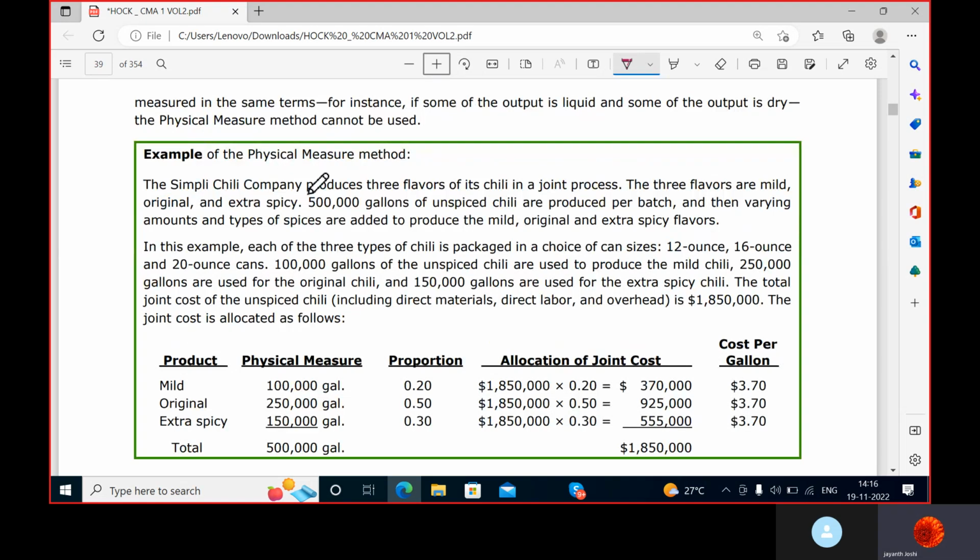So the Simply Chili company produces three flavors of chili in a joint process. The three flavors are mild.